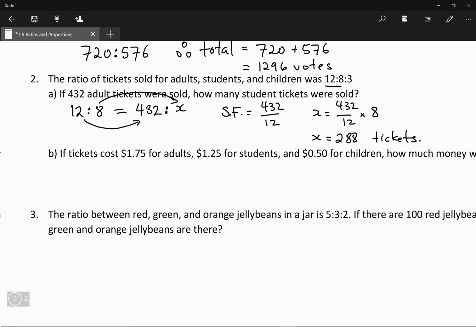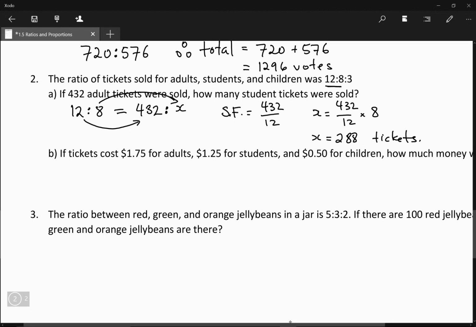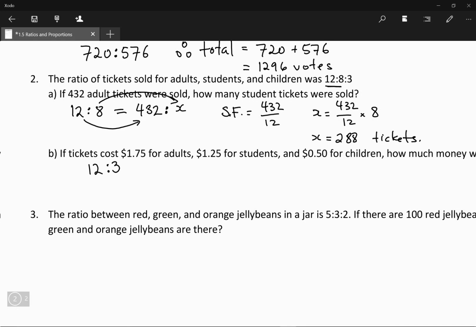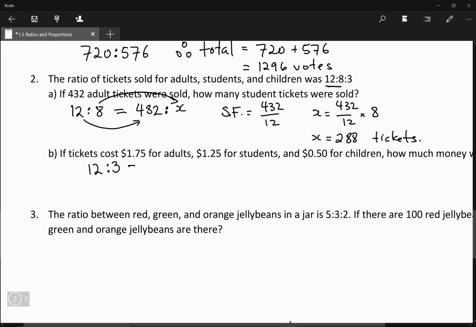Okay, so the ratio we're going to look at is the number of adults to the number of children first, so 12 to 3. And the reason why I'm going to look at this ratio first is I have to know how many tickets were sold for the children. Okay, so this is going to be equal to the 432 adult tickets that were sold in total to the new variable. I'm going to use y. Y represents the number of children.